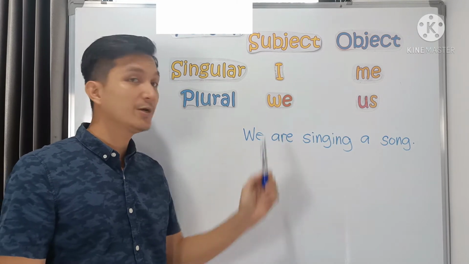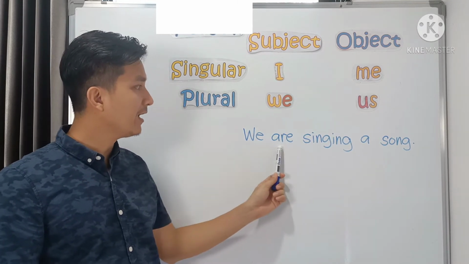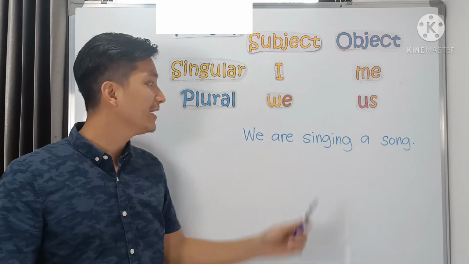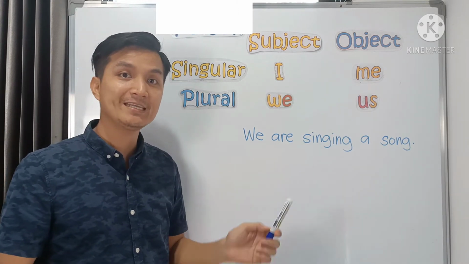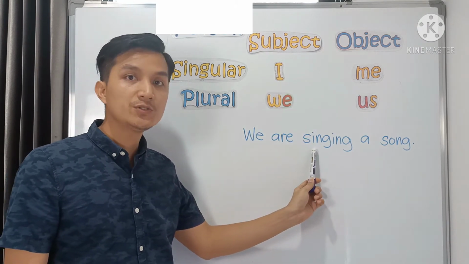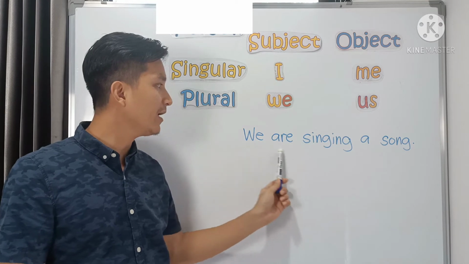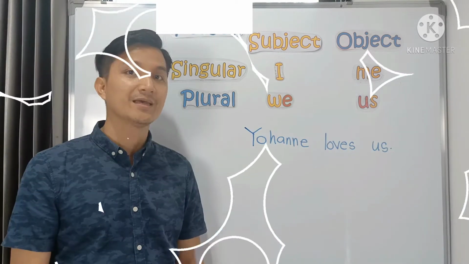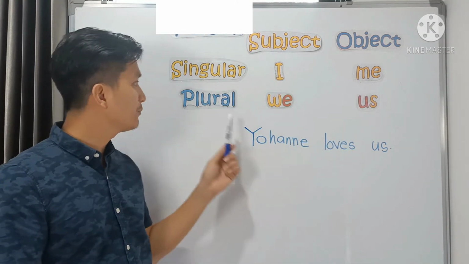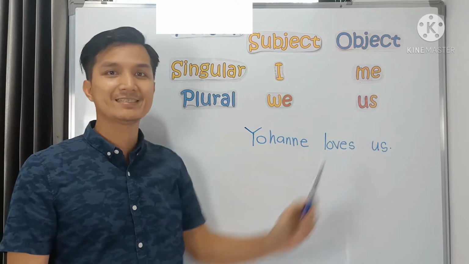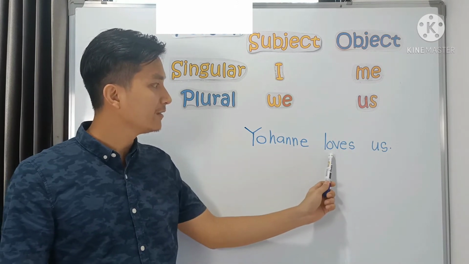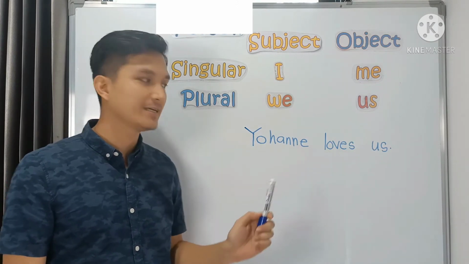You got it? Now let's go to the plural form of pronoun. Let's use the word we. We are singing a song. Remember, singing is a verb. It's an action, right? So we are the ones who are doing the action. So we are singing a song. Now let me give you an example of an objective pronoun in the plural form, us. Okay, so my example is, Johan loves us.